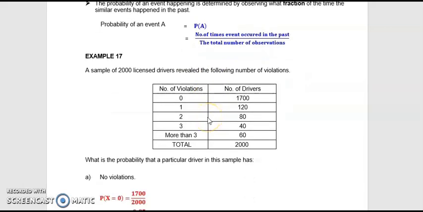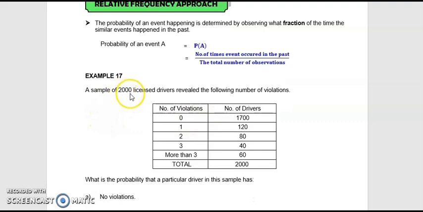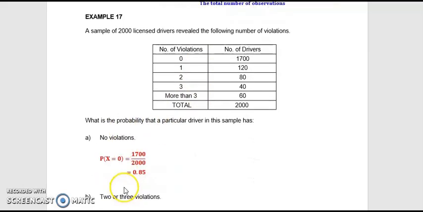Okay, look at example 17 here. We have a sample of 2000 licensed drivers revealing the following number of violations. If number of violations equals 0, it means that all of the drivers obey the rules, for example. Now look at the question. What is the probability that a particular driver in this sample has no violations? No violations means 0 violations. Let's say X refers to number of violations, so no violations indicates X equals 0.